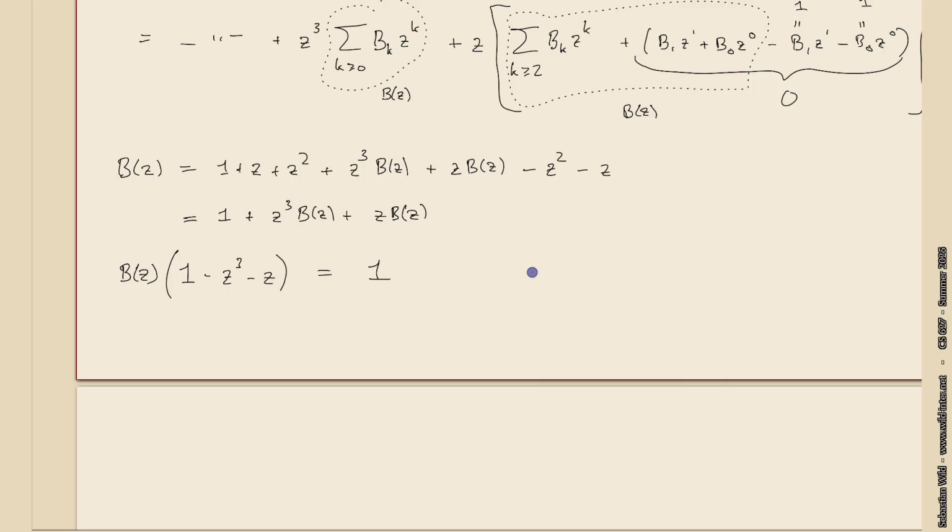Well, I know what b of z then is, right? It's 1 over 1 minus z cubed minus z. Oh, so look, the generating function has a nice closed form. And this is something we didn't have before. Now the question is how to make progress from there.